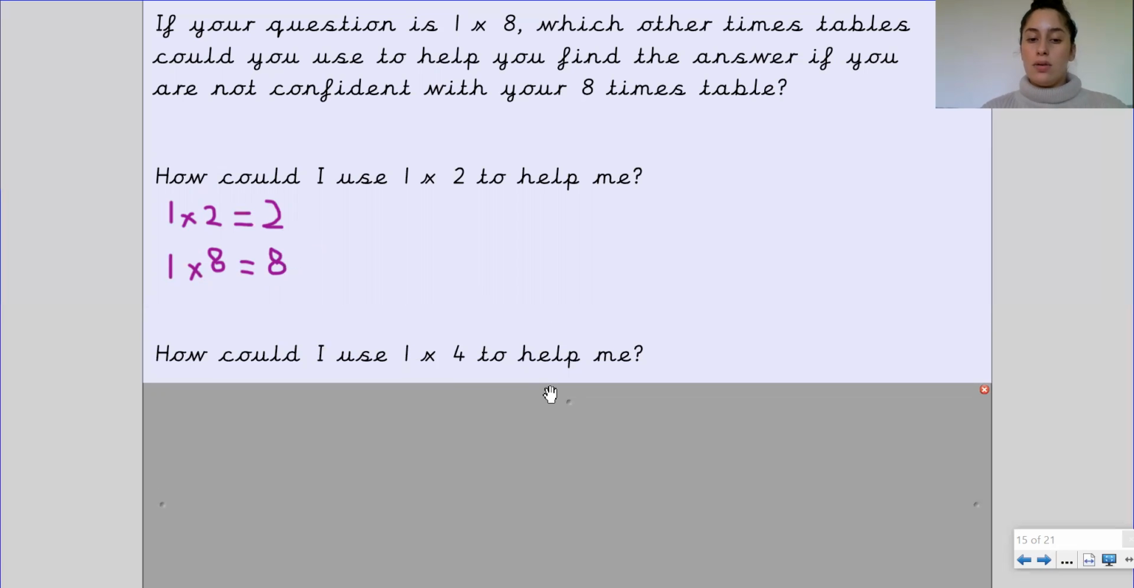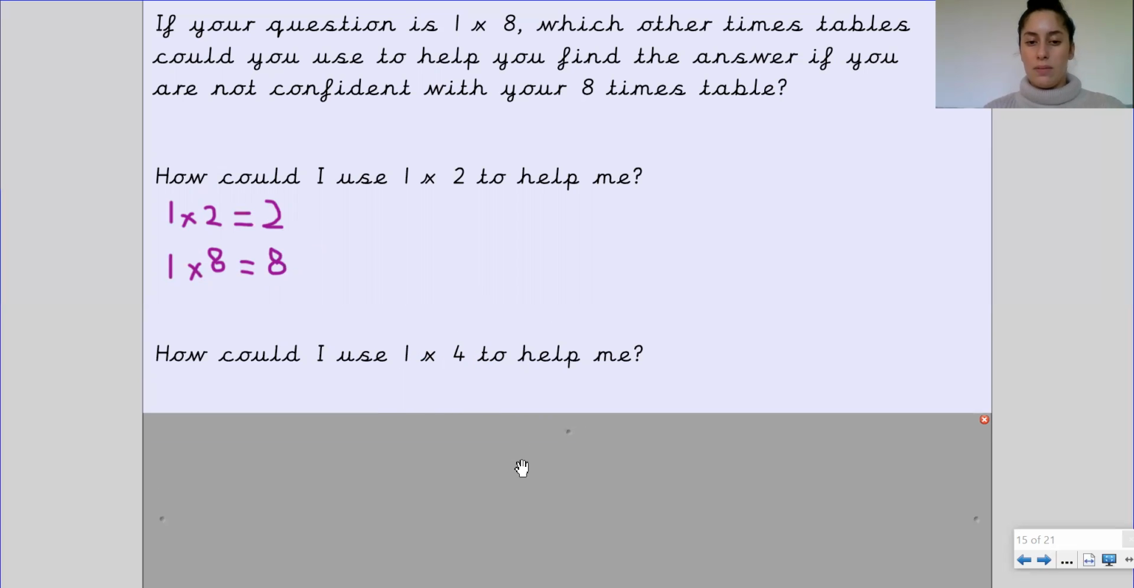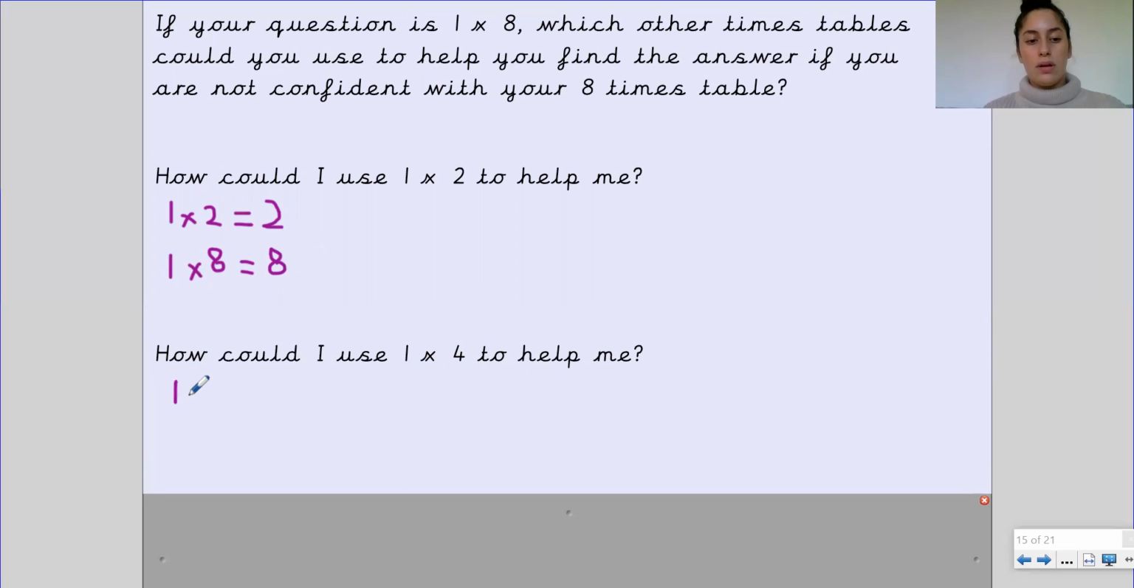So the 2 times table could help you if you double the answer and then double the answer again. Now, how could I use 1 times 4 or the 4 times table to help me? Well, if you know that 1 times 4 equals 4, how could you use this to help you get the answer to 1 times 8? Well, you double that answer to get the answer to 1 times 8. So double 4 is 8.